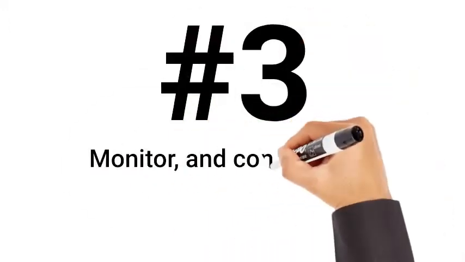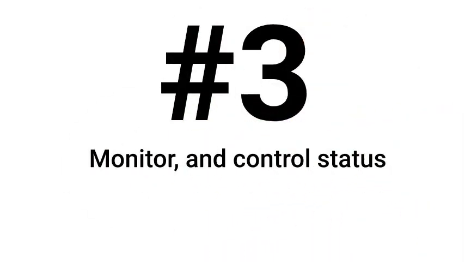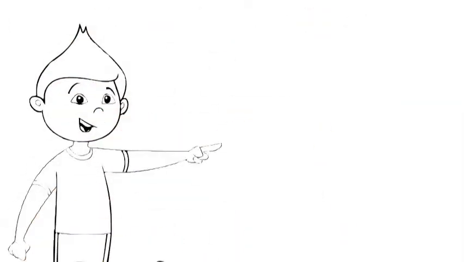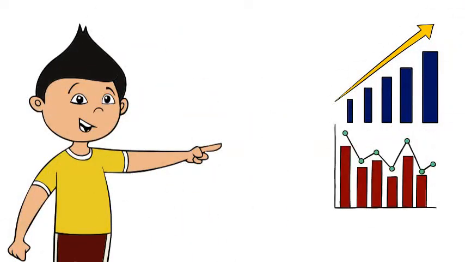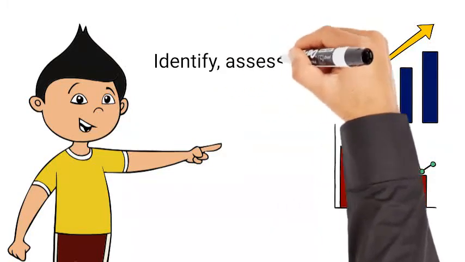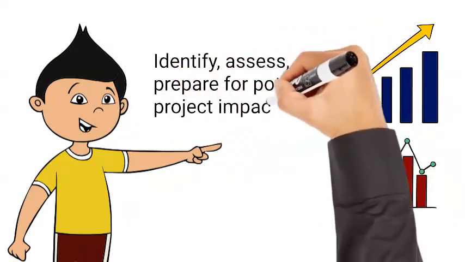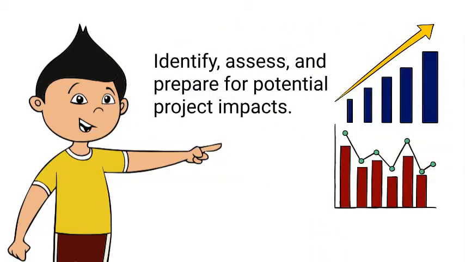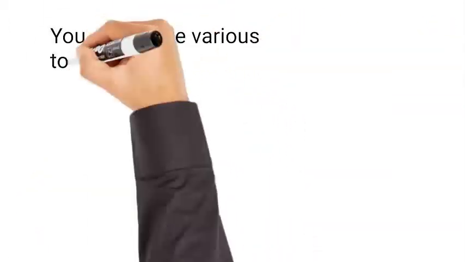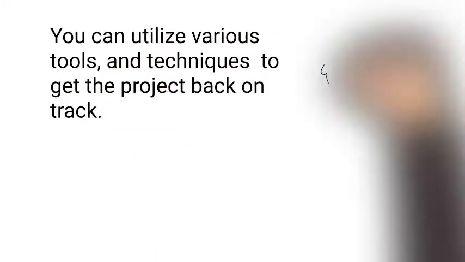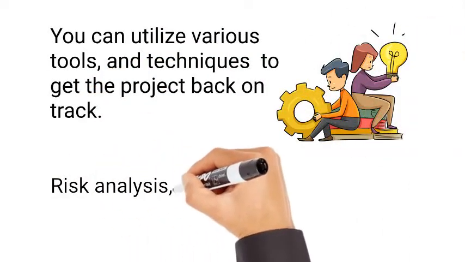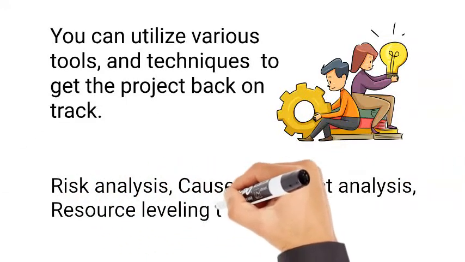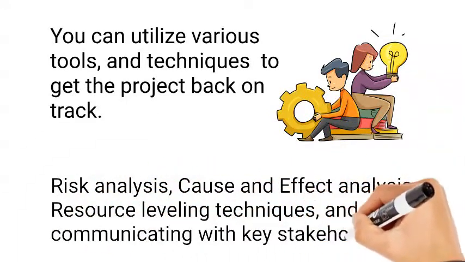The third one is monitoring and controlling the status of that constraint. As projects progress, these constraints may become more rigorous or difficult to comply with. Identify, assess, and prepare for potential project impacts. With a strong mitigation plan in place, you can keep the most damaging impact at bay. You can utilize various tools and techniques to get the project back on track, such as performing risk analysis, cause and effect analysis, resource leveling techniques, and communicating with key stakeholders.